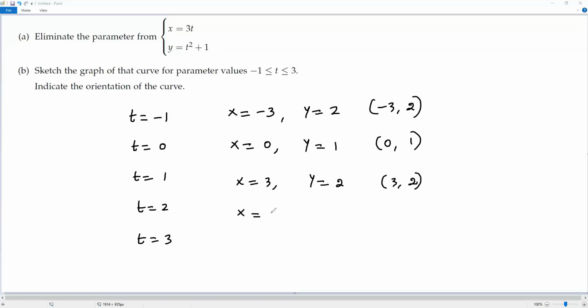And now we have to plug in t is equal to 2. Then we get x is equal to 6. And y is equal to 2 squared. We plug in t is equal to 2. 2 squared means it's 4. 4 plus 1, 5. Okay, now we have to substitute t is equal to 3. We get x is equal to 9 because 3 times 3 is 9. If I plug in t is equal to 3 into the second equation, it's 3 squared, which is 9. 9 plus 1 is 10.